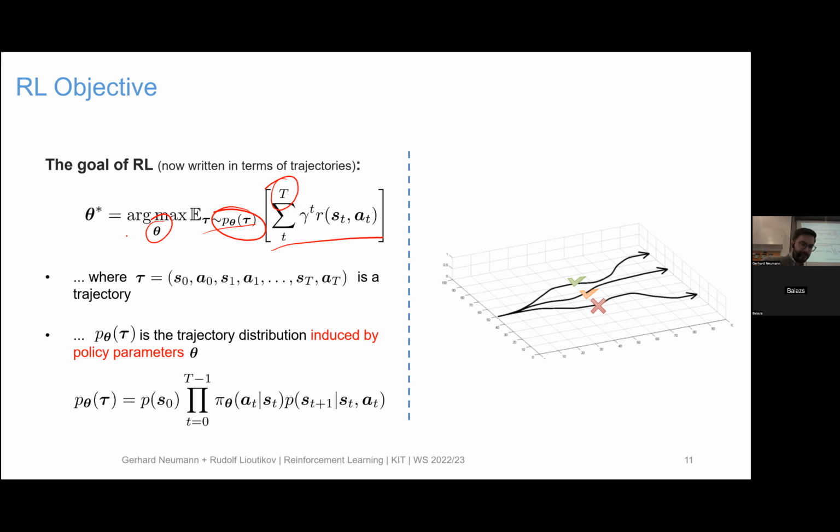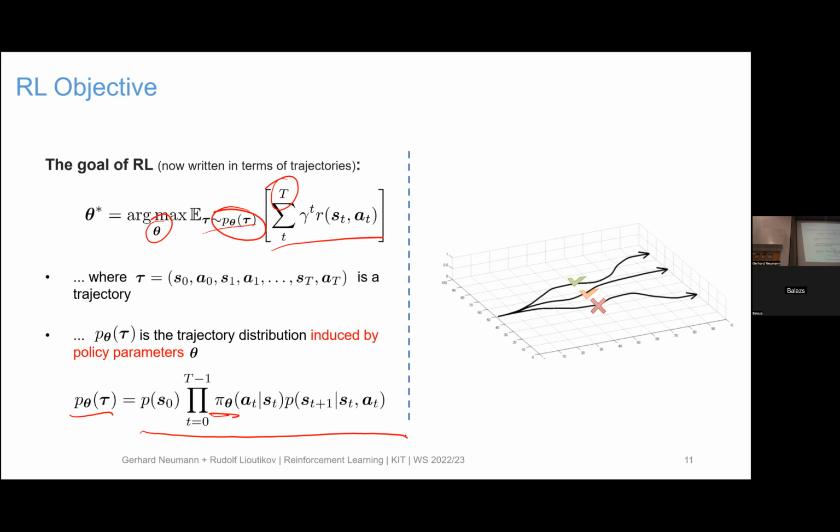What I can observe as well is that because the policy depends on theta, the trajectory distribution also depends on theta. The policy decides on the actions, isn't it? And that's part of the trajectory. And the trajectory distribution can always be written like that. Why can it be written like that? Which property do we exploit here? Yes, the Markov property.